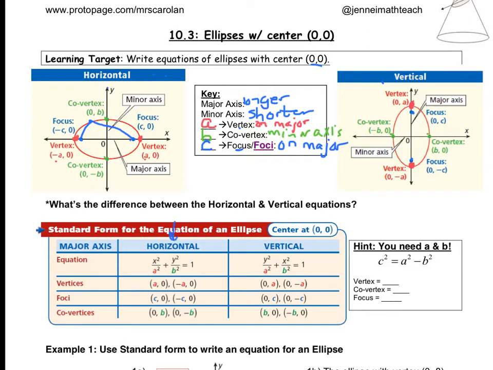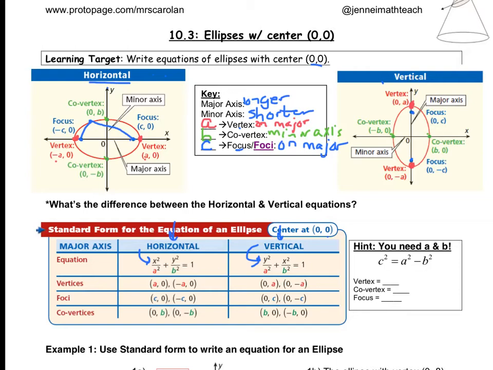So here are the two formulas. We have the horizontal formula and the vertical one. These are all centered at 0, 0. And let's take a look at the difference between the two equations. We have x squareds and y squareds, a squareds and b squareds, and they all equal 1. So the only difference between the two is, see in this one the x squared is written first, and in this one the y squared is written first. They do that for the formula, but you have to be careful because they don't always do that in the homework problems.